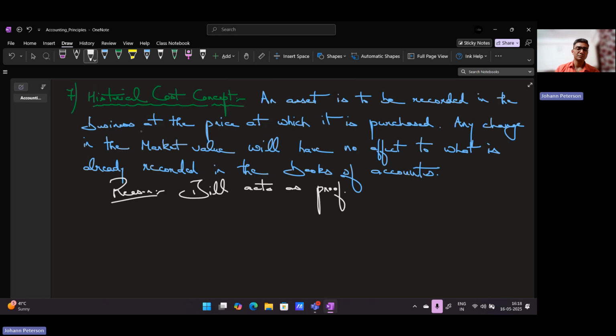And why don't we follow the market price or the market value? The reason for that is because on whose perception are you determining the market value? A person's perception, which could be any person. So instead of just following blindly somebody's perception, you follow what it is being bought at. That is its historical cost. And this is called the historical cost concept.